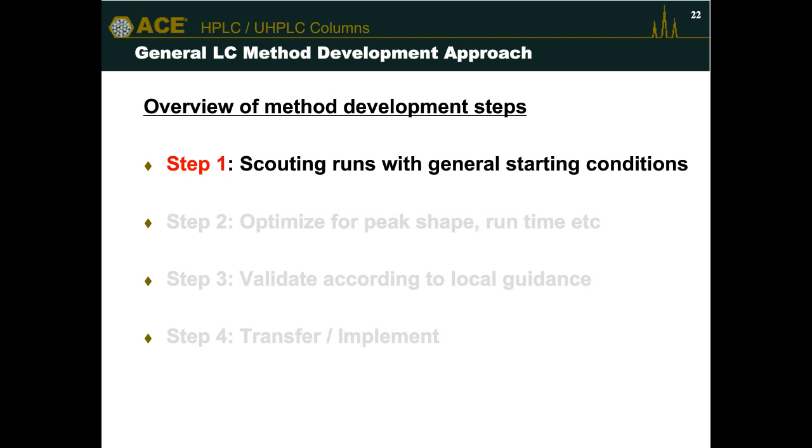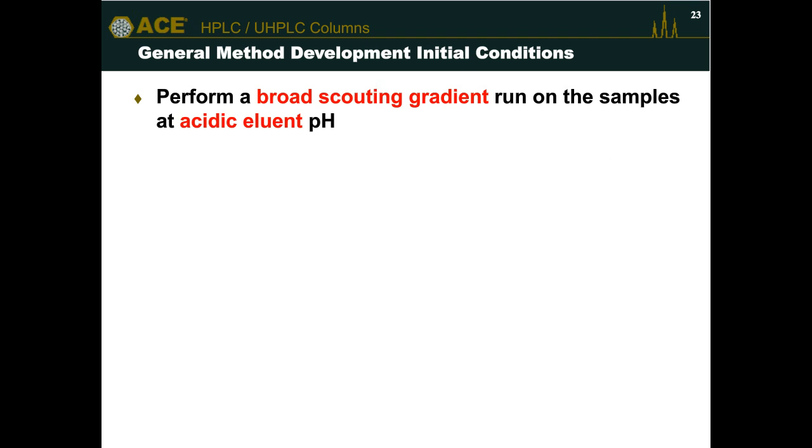So first of all, what are our initial gradient method development conditions? Normally we perform a broad scouting gradient run. This gives us a good understanding of the retention behavior of the analytes in our samples. Are they polar, mid-polar, or non-polar, depending on where they elute with the different column chemistries. Normally, we always start at acidic pH, again, unless our analytes or the application indicate otherwise.